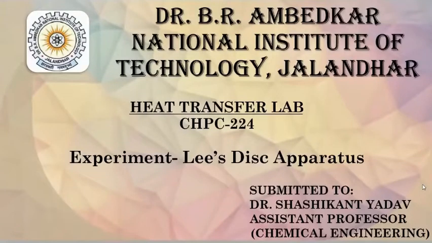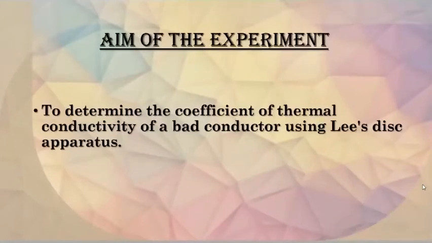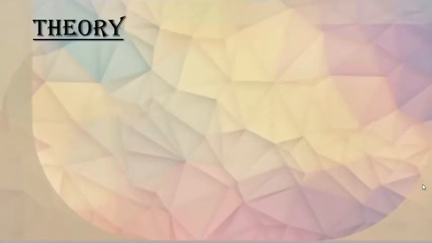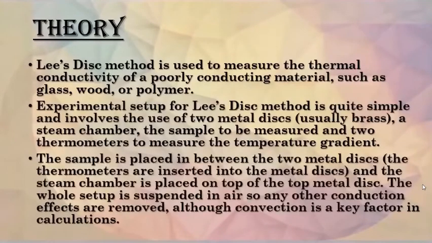Aim of our today's experiment is to determine the coefficient of thermal conductivity of a bad conductor using Lee disk apparatus. Next slide, please. This method is generally used to measure thermal conductivity of poor conductors like wood, polymer, glass, etc.